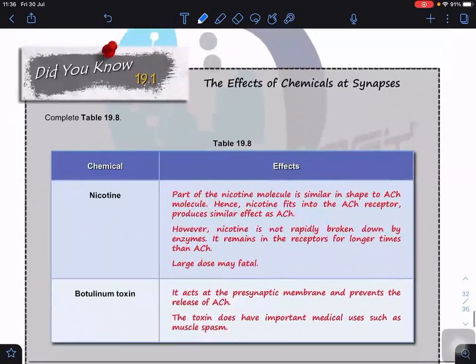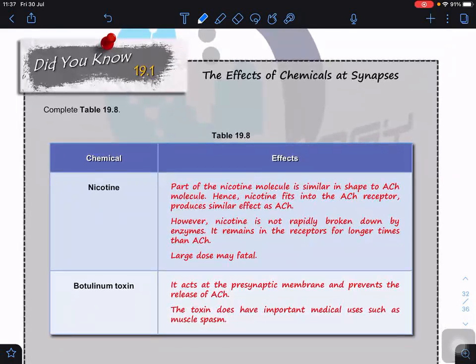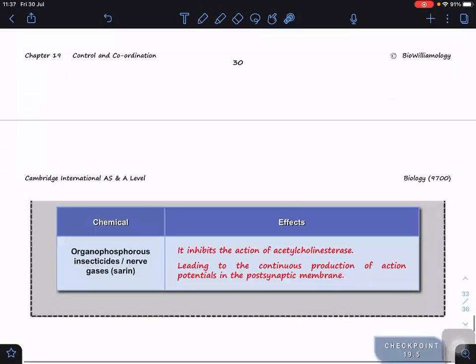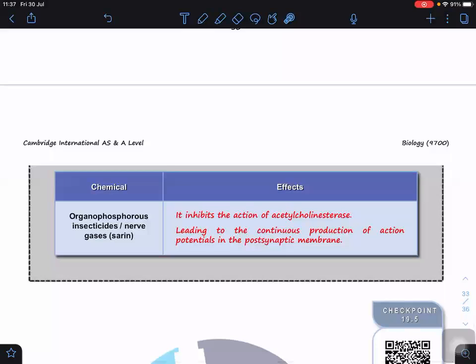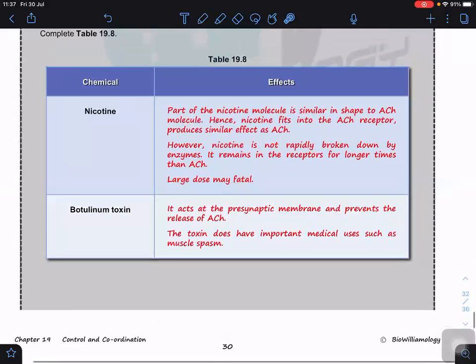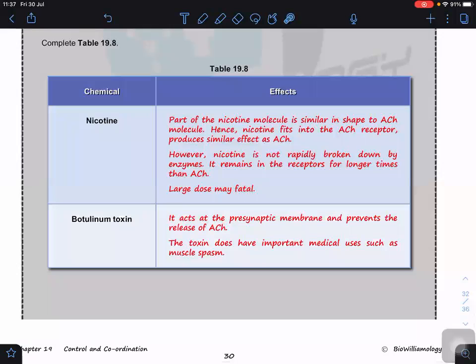Now, how about chemicals that affect the synapse? What is the effect of chemicals at the synapse? We have some chemicals that can affect our synapses, particularly nicotine, because it's very common. Botox and nerve gas are not common, right? But nicotine is the most common one. Why? Because it's inside cigarettes.